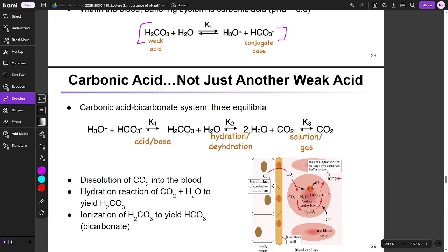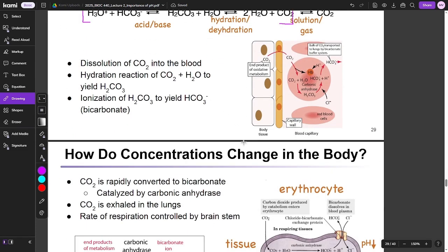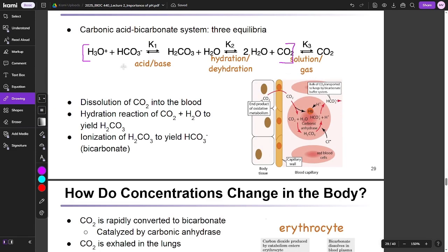Here is the Holy Grail, the bicarb buffering system. The ones you really need to care about here are basically from here to here. You don't really need to care about this K3. It is there, just be aware of it. But this is basically how the buffering system works. And the way that we actually end up getting the pK is a combination of K1 and K2, if I'm not mistaken. So that's pretty much what you should know for this.